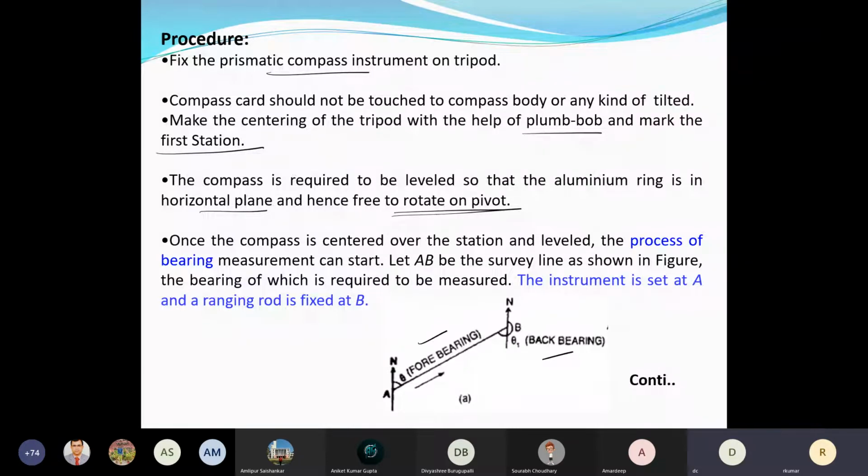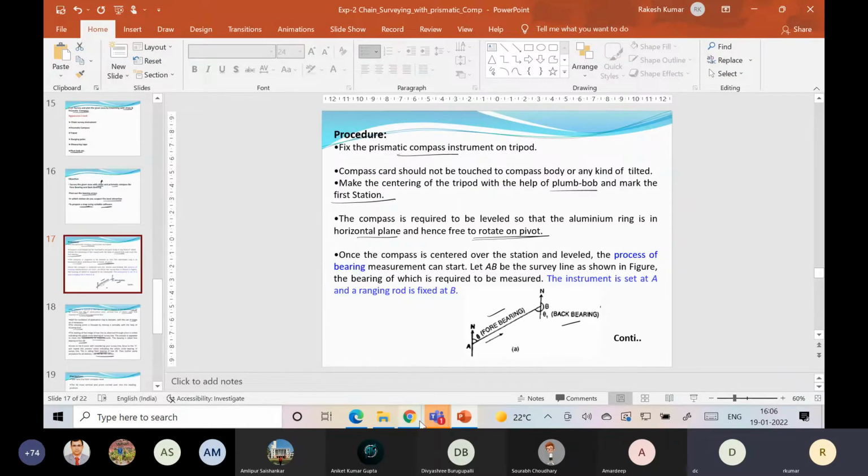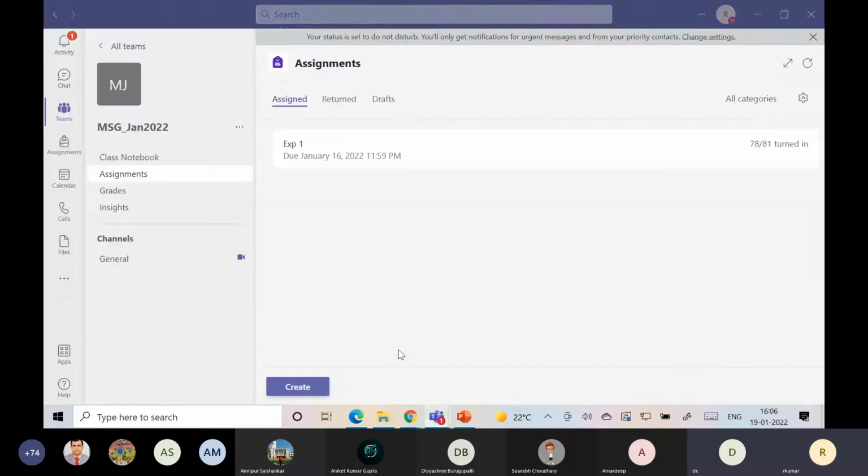If no, then we can have a small recorded video session made for you to understand the chaining, offsetting, and handling of the prismatic compass. Is it correct, Rakesh? Sir, in the video they can have an understanding of how to handle the chain, take offsets, and handle the prismatic compass. We tried to make one video. Let's see how it can help you.